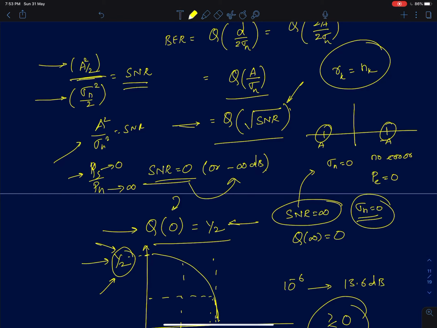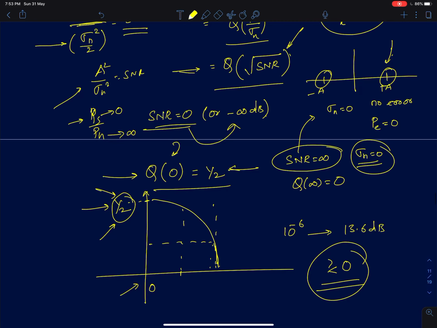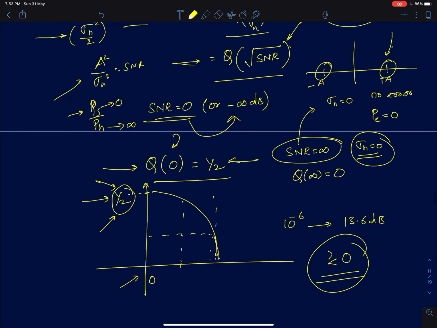So because of that, obviously, if a was plus a was transmitted, you are always going to get plus a. Your threshold detector is going to detect it perfectly, so there will be 0 probability of error. If your SNR is infinity, it's going to go to 0. That makes intuitive sense. And this is Q of root SNR.